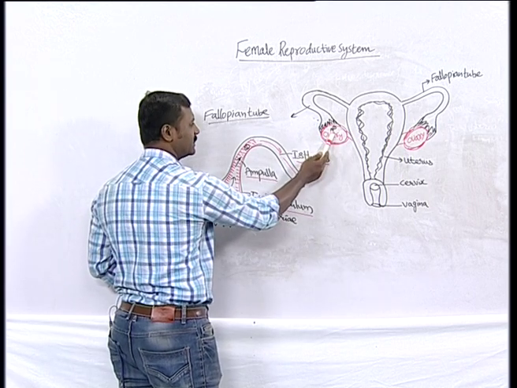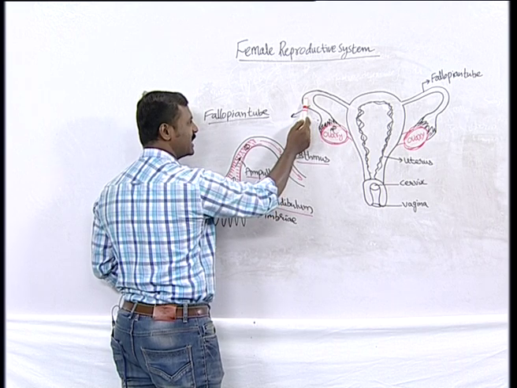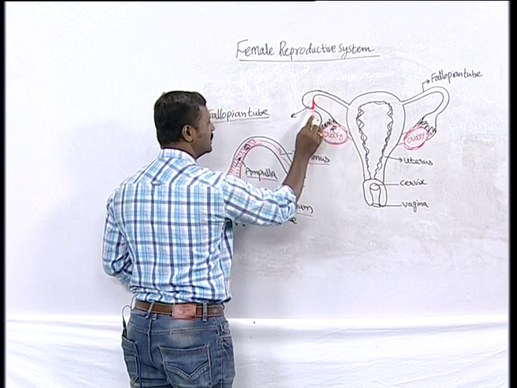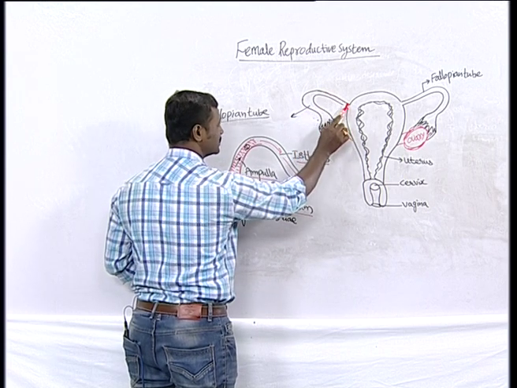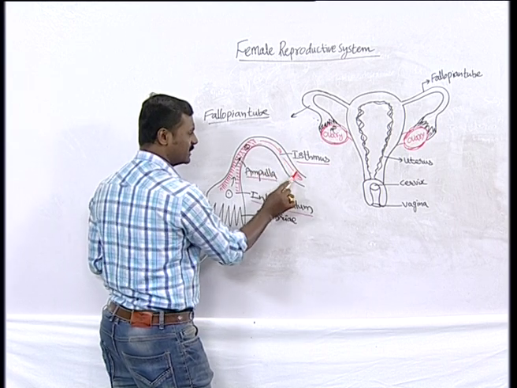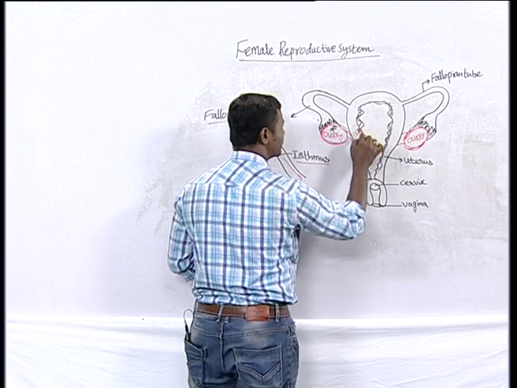From the ovary, the secondary oocyte is released, and in the ampulla region it is fertilized. The fertilized zygote is passing through this channel, through the isthmus, and finally coming into the uterine region.